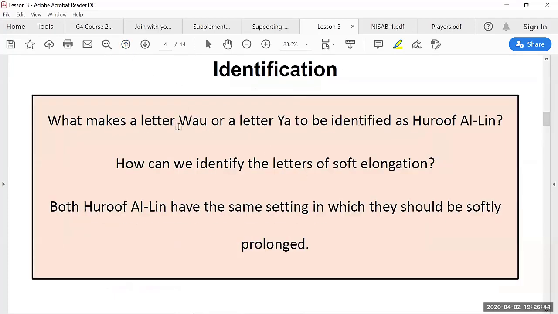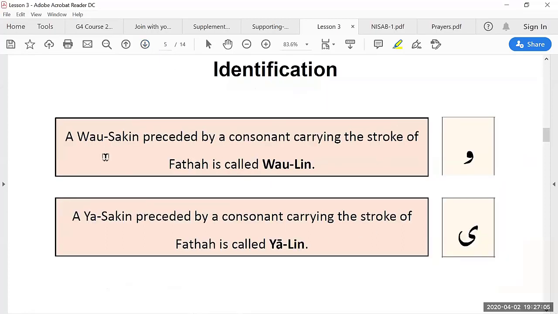So how do we identify the lean letters? How do we identify a vaw or a letter ya as huruf al-leen? Both huruf al-leen have the same setting in which they should be softly prolonged. So what do we mean by setting? A vaw sakin preceded by a consonant carrying the stroke of fatha is called vaw leen, and a ya sakin preceded by a consonant carrying the stroke of fatha is called ya leen.